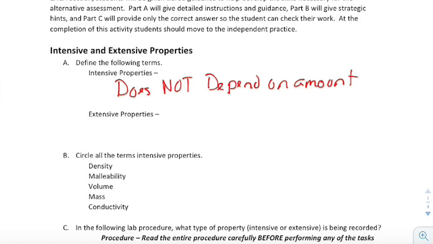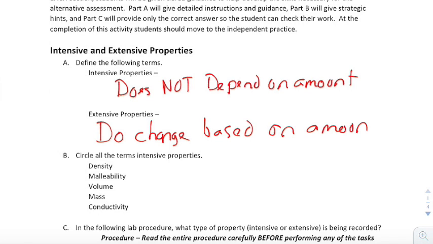The other ones that you have are extensive properties. Extensive properties do change based on how much material is there. So you can think of it like adding sugar to Kool-Aid. The sweetness does depend on how much sugar is there, but the taste of sugar itself does not depend on whether you have 5 grams of sugar or 20 grams of sugar. So they do change based on amounts.